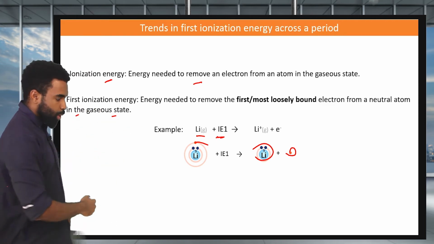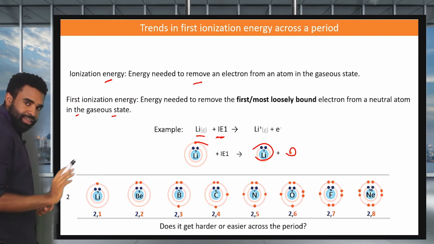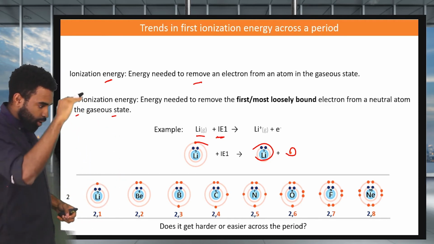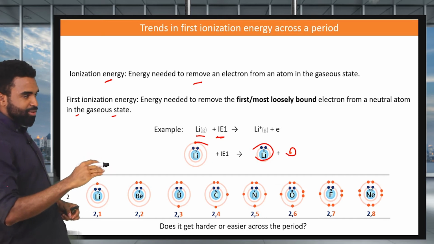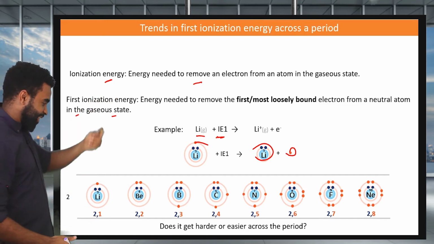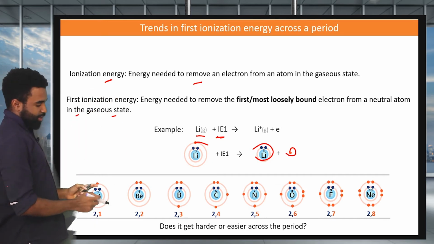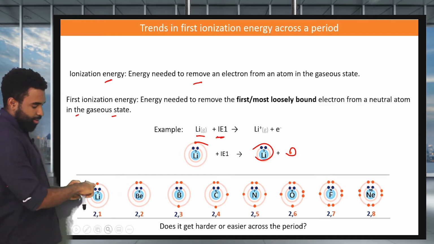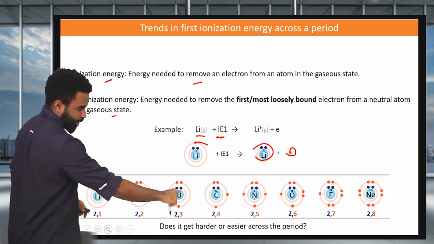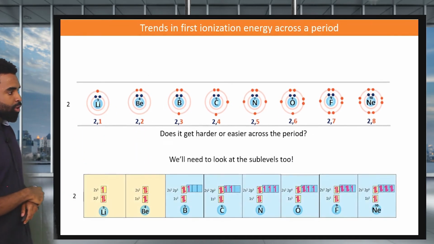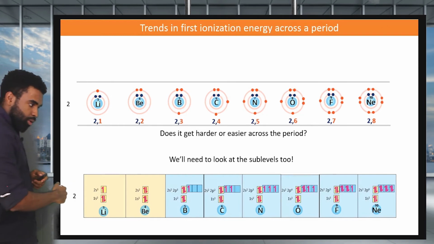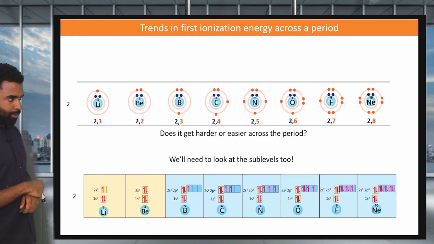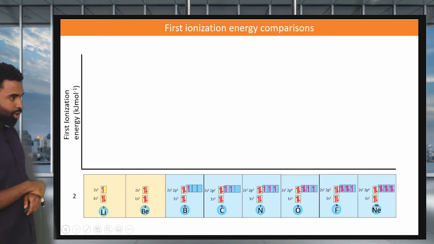What we can do is measure across a period to see whether this first ionization energy gets easier or harder, lower or higher. That is, if we take the most loosely held electron in beryllium, is it going to be easier or harder to remove than the most loosely held electron here? And then we try it again with boron and on across. To explain the trend we're going to see, we're going to need to refer to the sublevel and orbital level diagrams. Okay, so we get rid of that picture for now. We focus on this one.